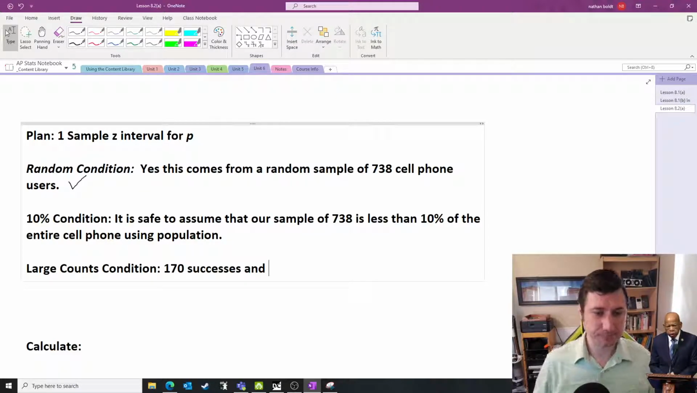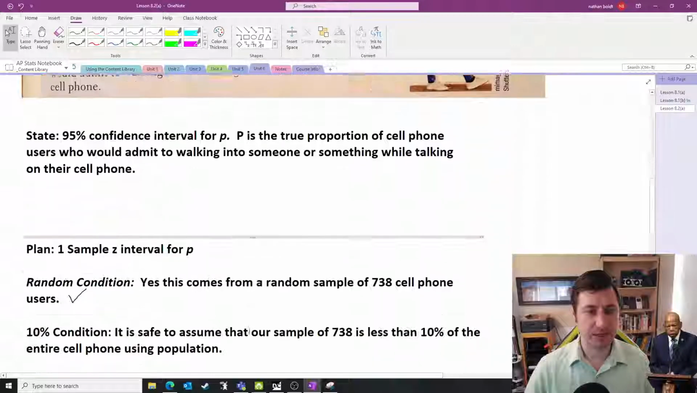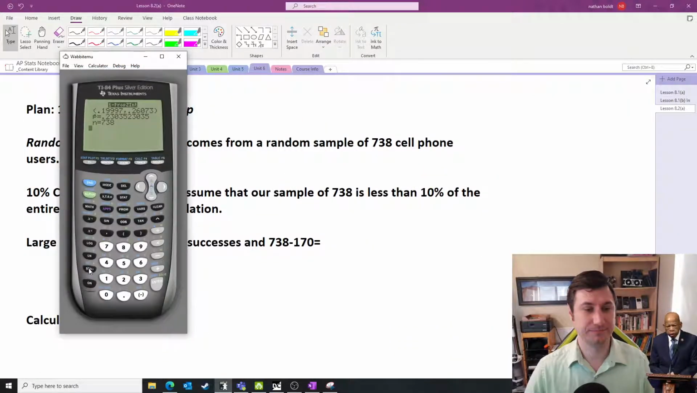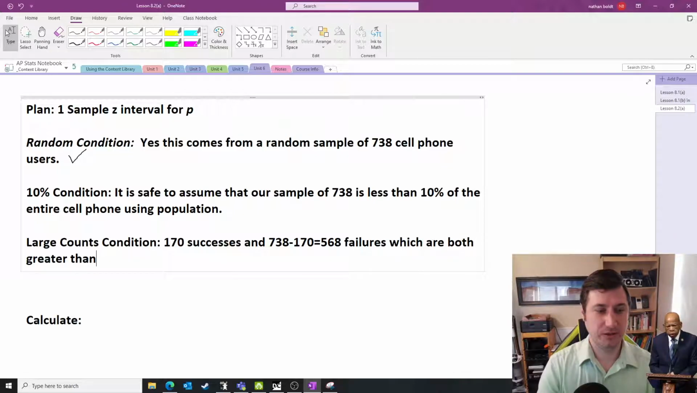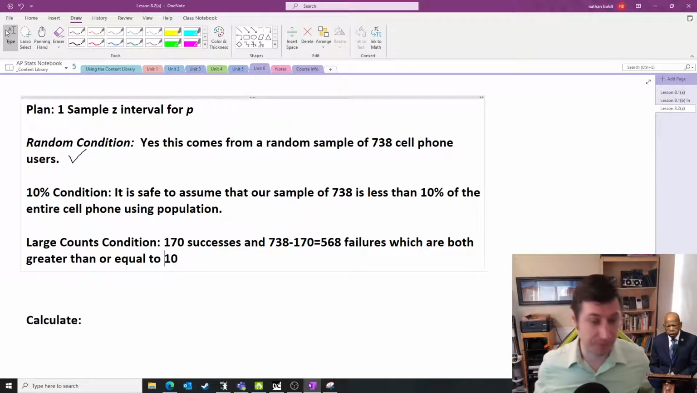And that means I have 738 minus 170, which is 568, which is definitely bigger than 10, right? So 738 minus 170, which is 568, which are both greater than 10. I might say greater than or equal to be very precise. So our large count condition has been met. Put a check mark next to that one.